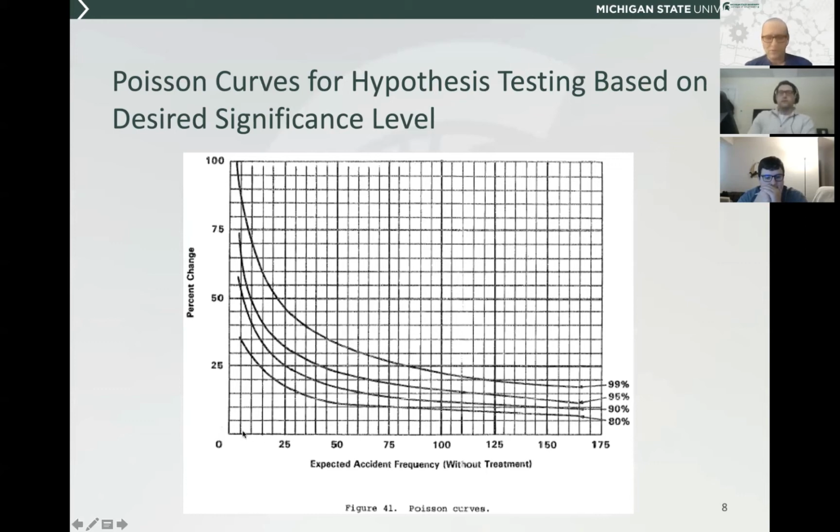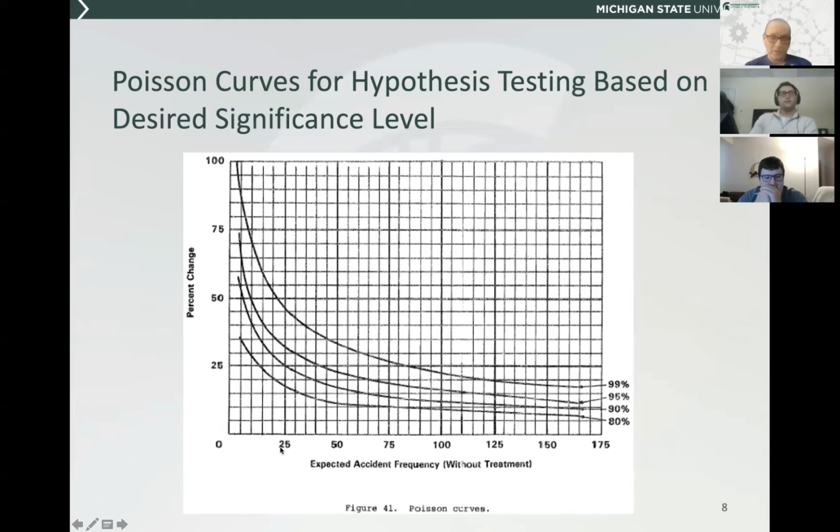And so for any given site, then we can determine, for example, if we only have 5 crashes that occurred during the before period, it's going to be very challenging for us to show a statistically significant reduction. We'd basically have to be on the magnitude of a 35% reduction at 80% confidence, and in the neighborhood of a 90% reduction at 99% confidence, okay?